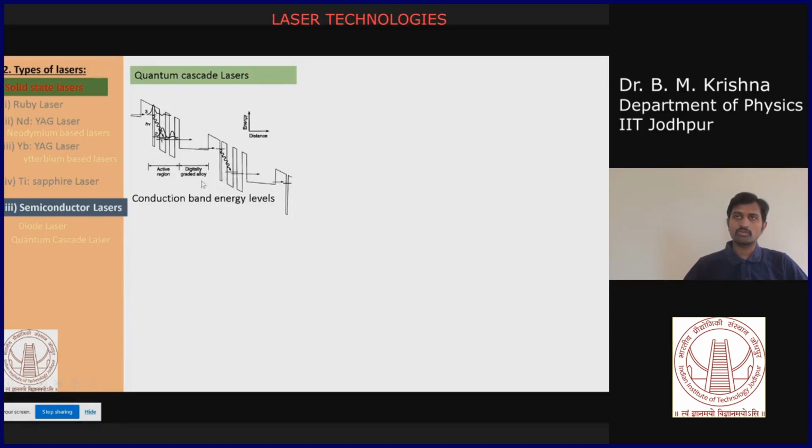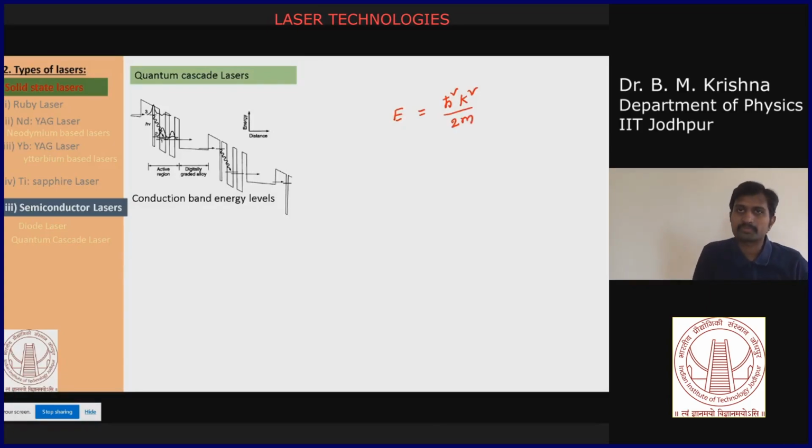So now if you see how you can engineer the bands, we know from quantum mechanics, the quantum well, a particle in a quantum box. What is its energy? It depends on h cross square k square by 2m. So that is the particle in a box, in the quantum picture. That means the particle sizes in the quantum picture you can also call a quantum well.